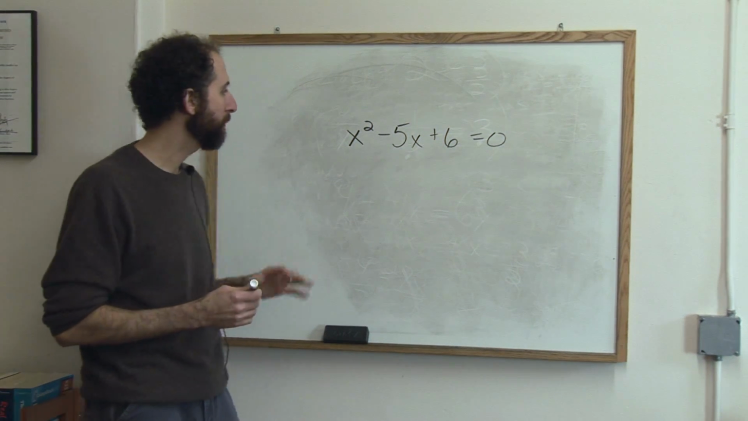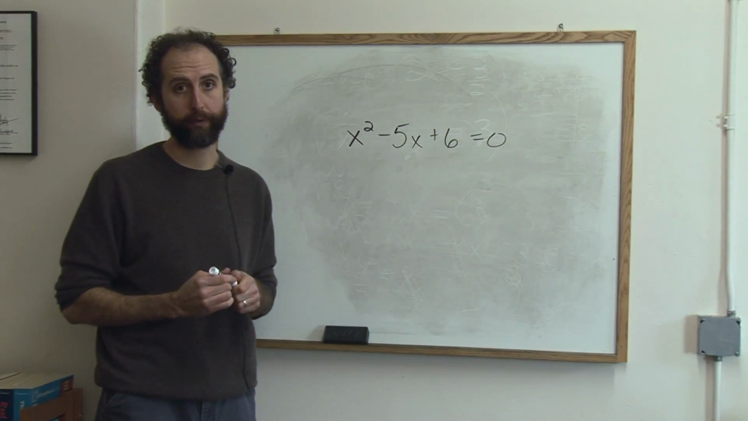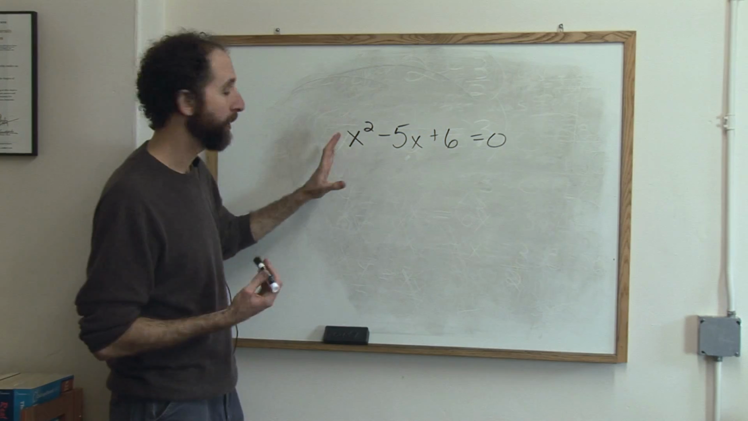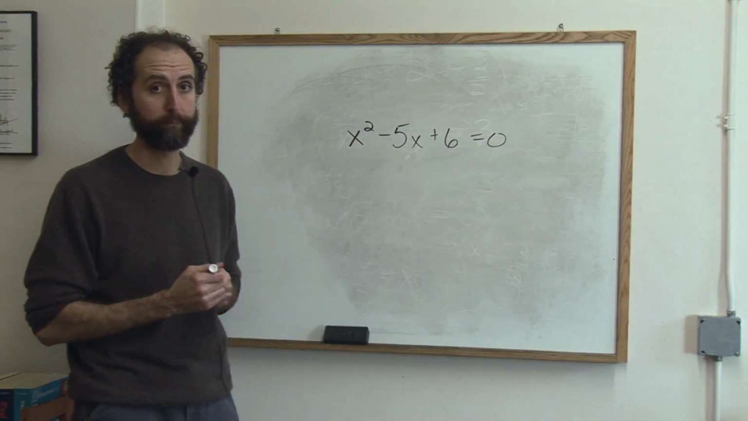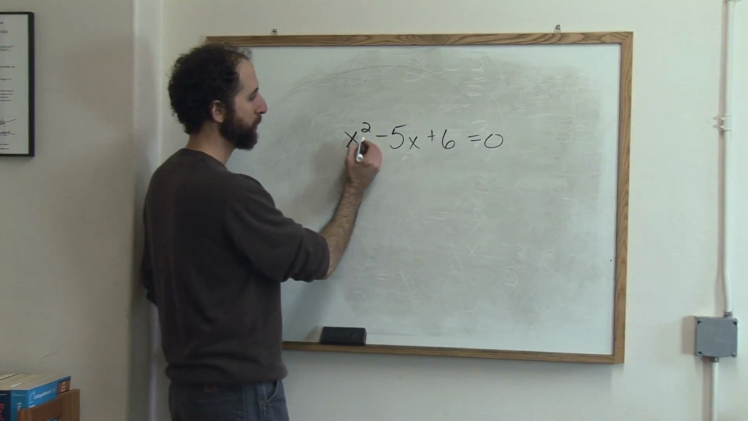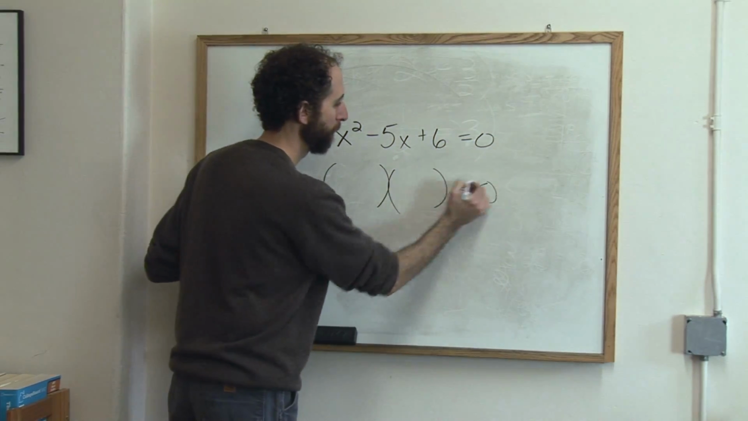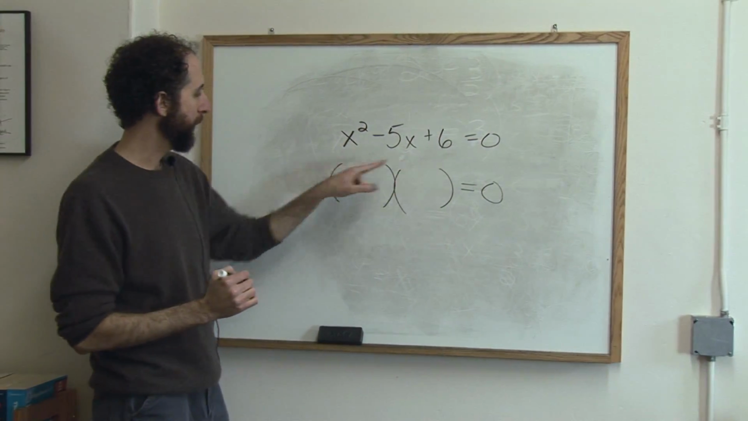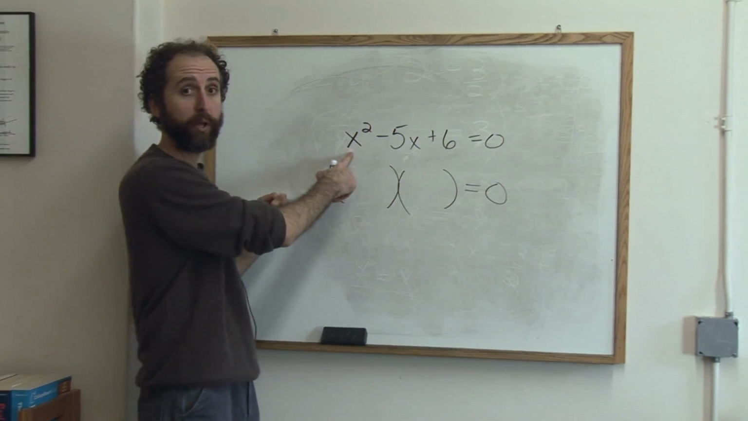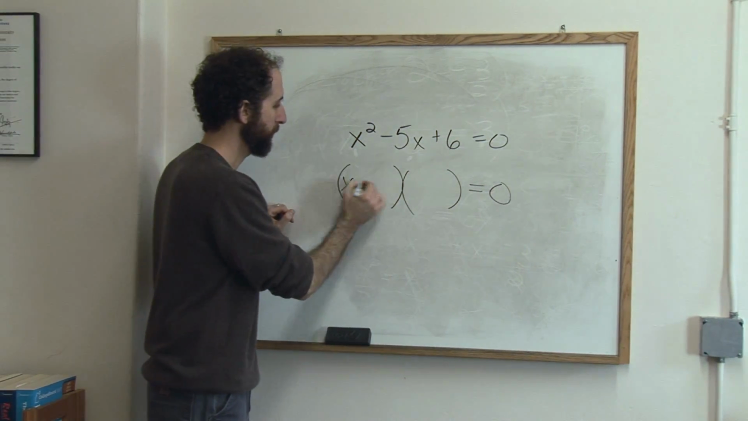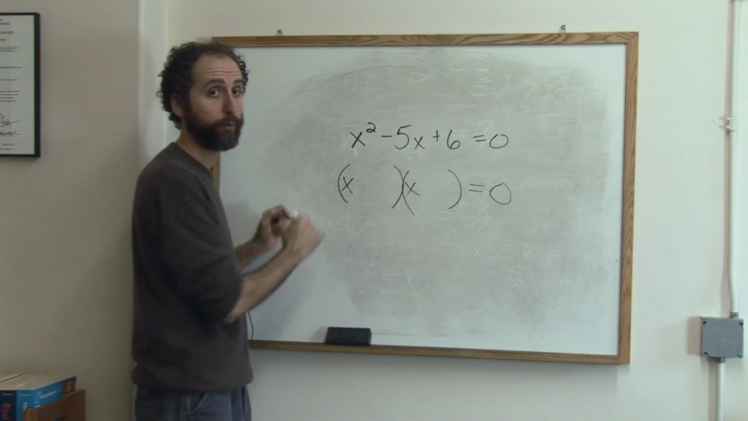Let's talk about how to solve a polynomial equation by factoring. So here's a polynomial equation, and we're going to factor it. So we're going to do x squared minus 5x plus 6. So to factor, we want two things that multiply to be x squared. So that's going to be x and x. X times x is x squared.